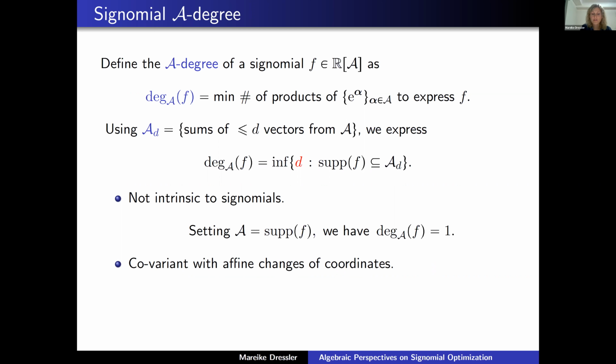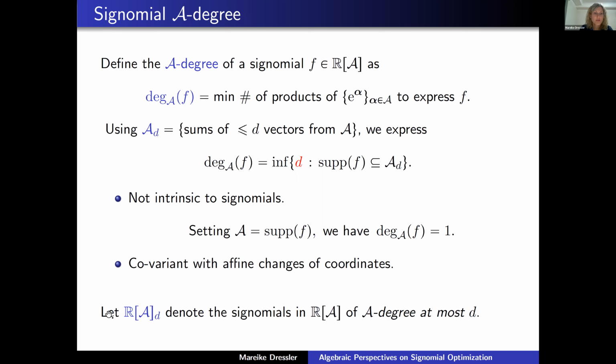And although the A degree is not intrinsic to Signomials, it exhibits essential properties of coordinate system invariance. For instance, there is a shift invariance, or also an invariance by multiplying by a non-singular matrix. So those are very nice properties. And with that, we also define the ring RAD. This is just the set of Zignomials in the Zignomial ring that have A degree at most D.